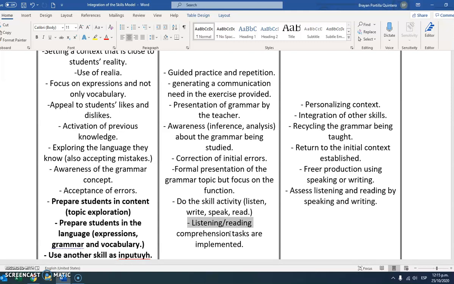Here is where there is usually a mistake by the teachers. They think that giving the students a workshop for comprehension checking is the post stage.